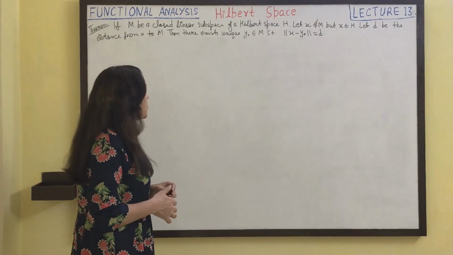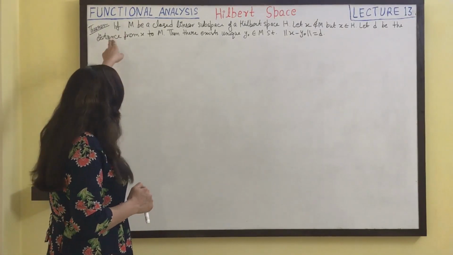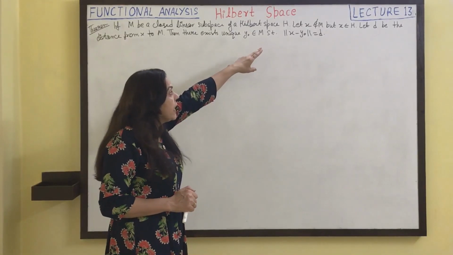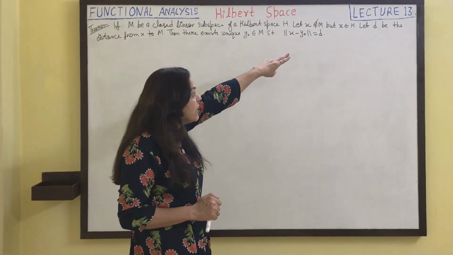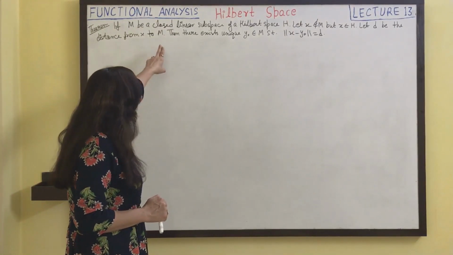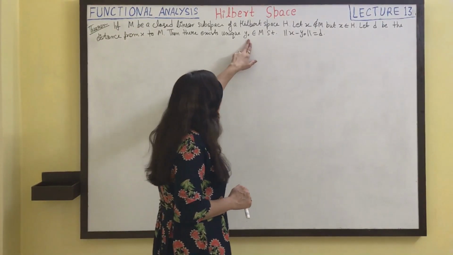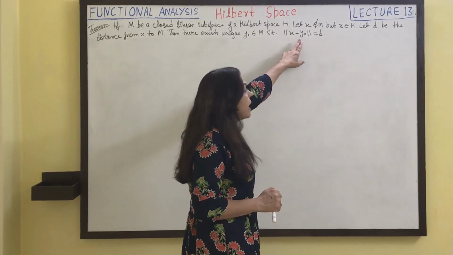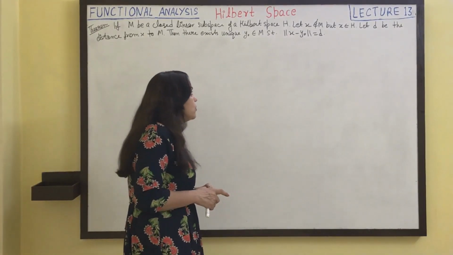Welcome back. Let's prove this theorem. Let M be a closed linear subspace of a Hilbert space H, let x not belong to M but x belongs to H. Let d be the distance from x to M. Then there exists a unique vector y0 in M such that the norm of x minus y0 is equal to d.